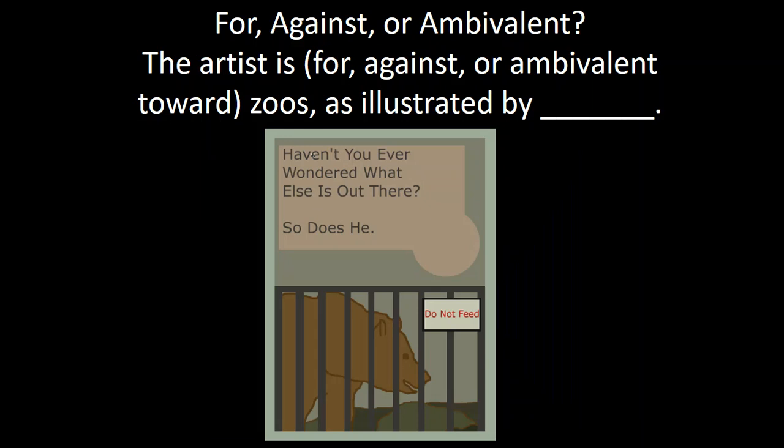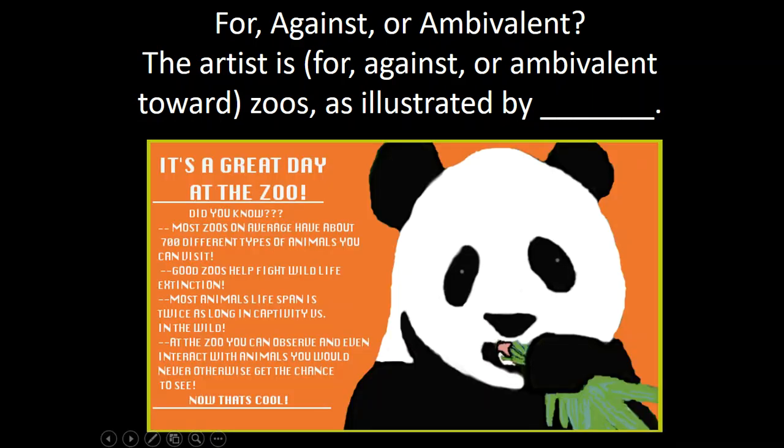So for, against, or ambivalent, the artist is against zoos, as illustrated by the caption, Haven't you ever wondered what else is out there? So does he. Oh, wow. There's lots of reasons why this artist is for zoos.